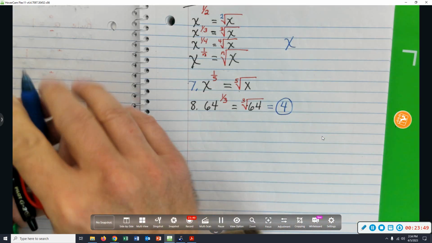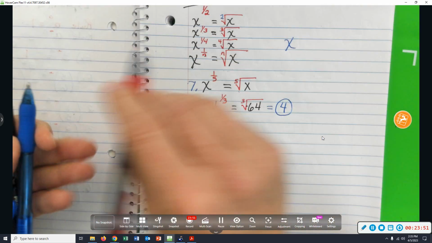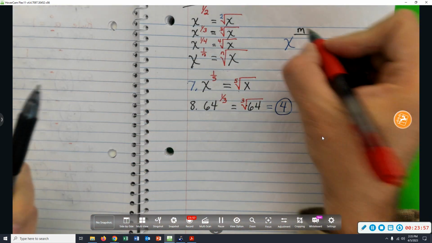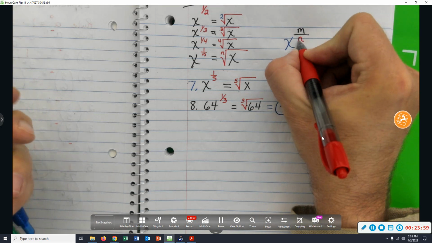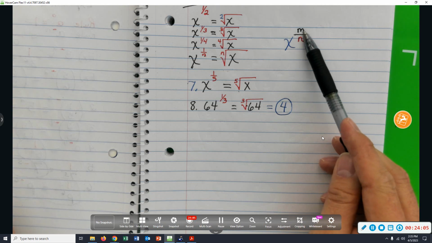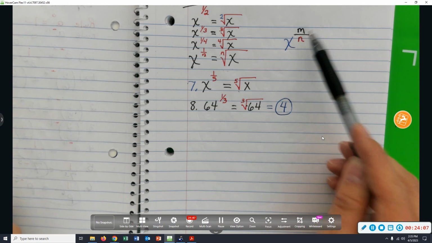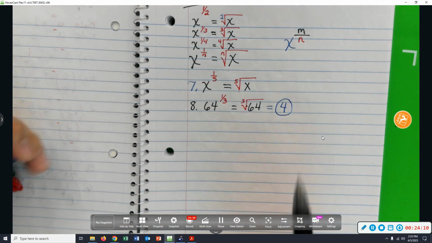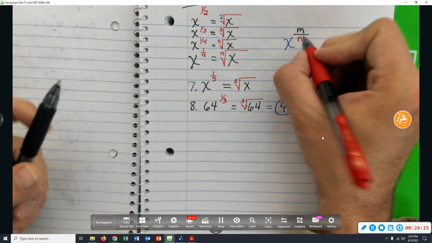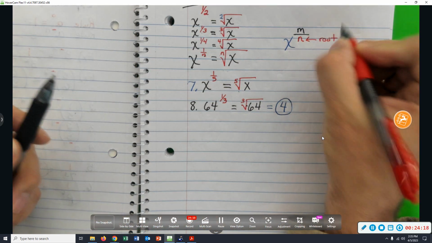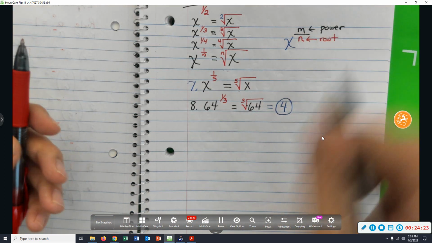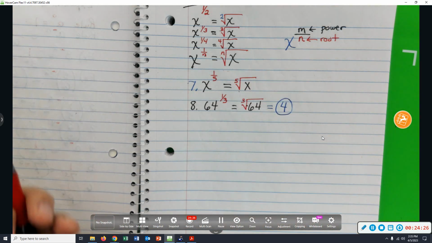X to the m over n power. If you have some number up here that's other than 1, then, nope, you would flip it if you had a negative exponent, okay? The bottom number is always the root. This top number will be a power. So you actually have 2 things you've got to do here. Let me write it like this.